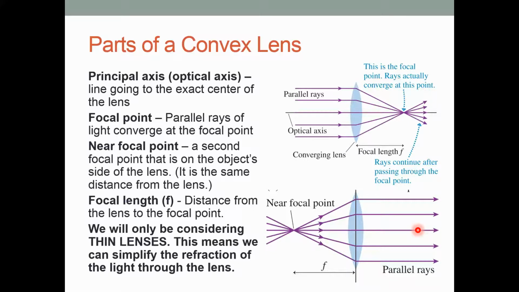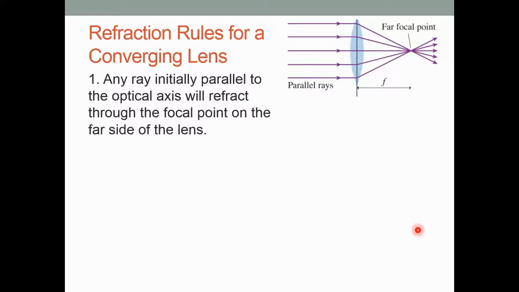We're only going to be considering thin lenses. This simplifies the refraction of the light inside them to some basic equations that we can use. So let's look at the rules for a converging lens. If we have parallel rays coming into a converging lens, all those parallel rays will be directed to the far focal point.